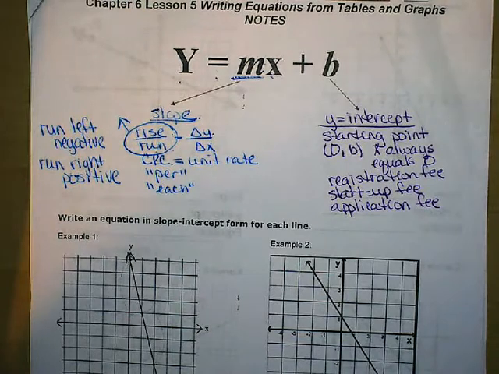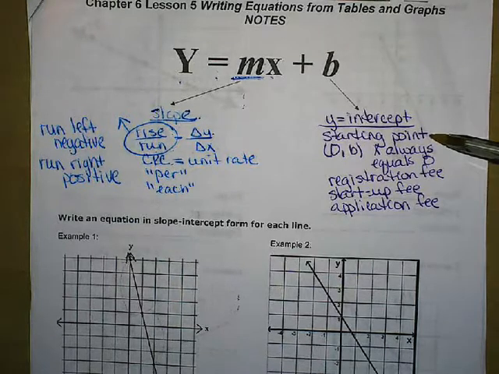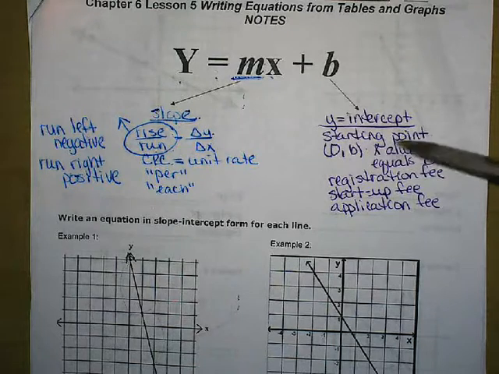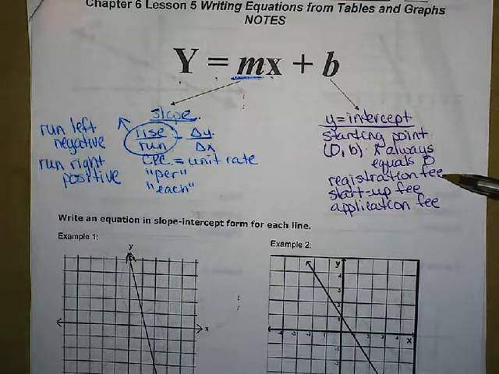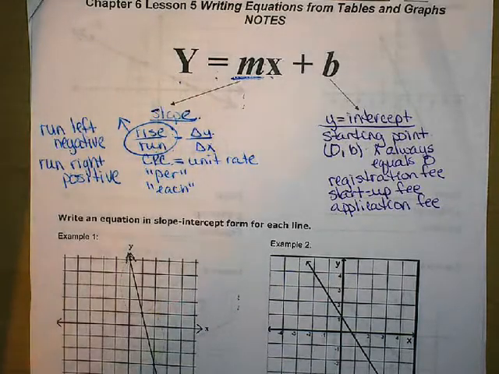We will also be identifying the y-intercept, which is the starting point in graphing our line. We know the y-intercept because it is the point on the y-axis where x is always 0. In words, we know that the registration fee will indicate the y-intercept, a startup fee, an application fee, or any one-time fee.